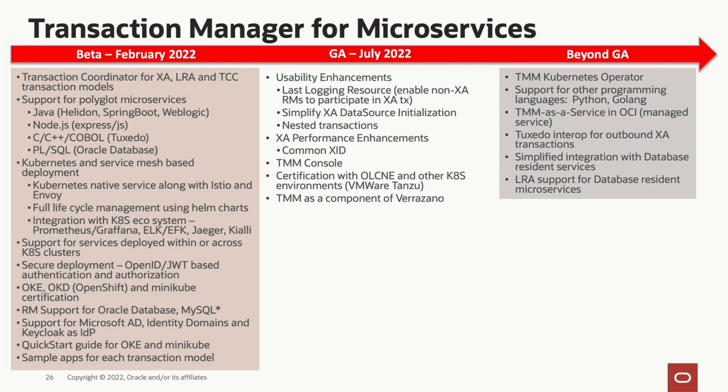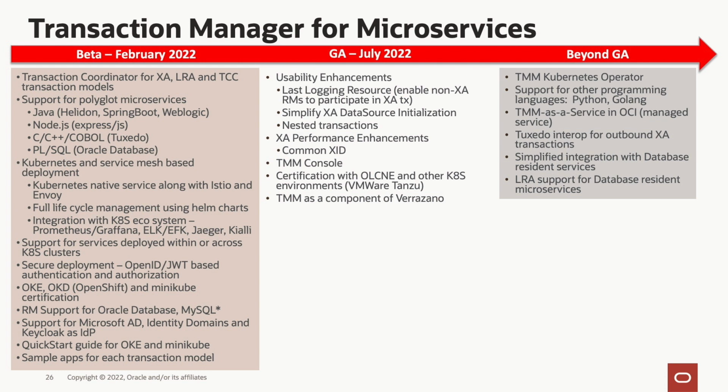The beta version also includes a couple of quick start guides to start with OKE, that's the OCI Kubernetes Engine, and the Minikube environment. So there are sample applications that can be used to deploy in these environments using the quick start guide. So these are the features that are released in the beta version, and then the GA version that we are targeting for July this year.